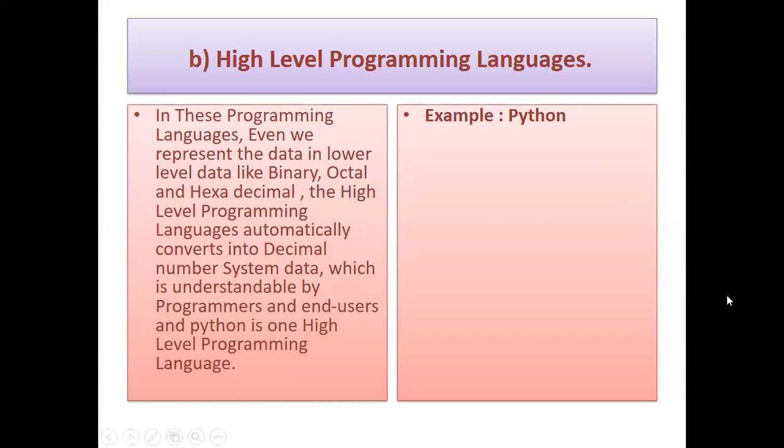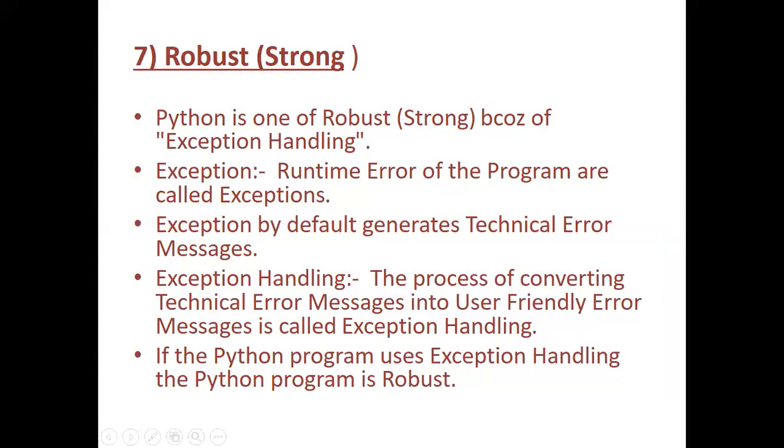Now, after this, it is a robust language. Python is a robust language. Robust means it is a strong language. Why? Because of its exception handling. Now, what is exception? Exceptions are the runtime errors of the program. In case we make any mistake while writing the program, whenever we run the program, it generates technical error messages. So, converting the technical error messages into user-friendly error messages is called exception handling.